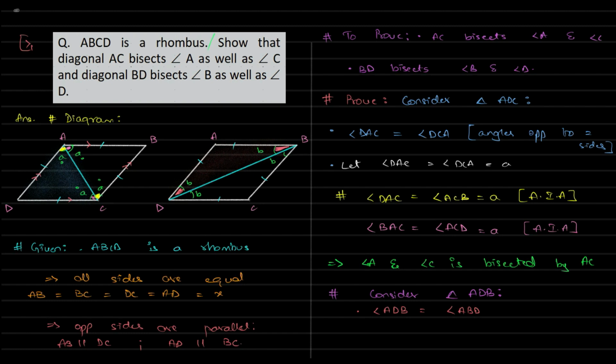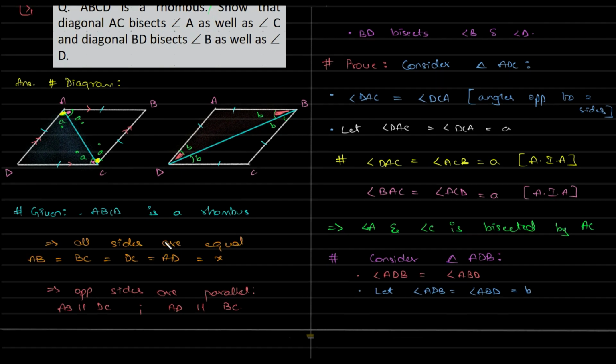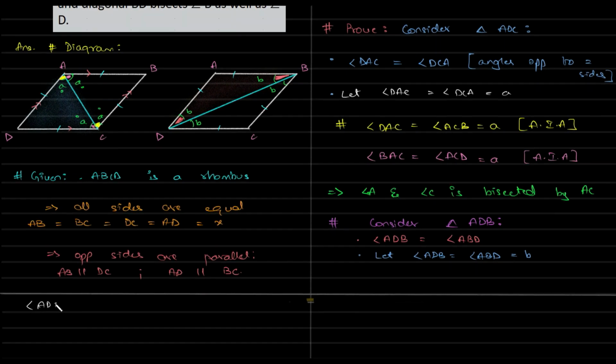These two angles are equal. Reason: angles opposite to equal sides. It's okay, we need not write it; we have written such statements. Then let angle ADB, which is equal to angle ABD, be equal to B. And now we can say angle ADB is equal to angle DBC, which is equal to B. So these two are equal to B. Again, reason: alternate interior angles.